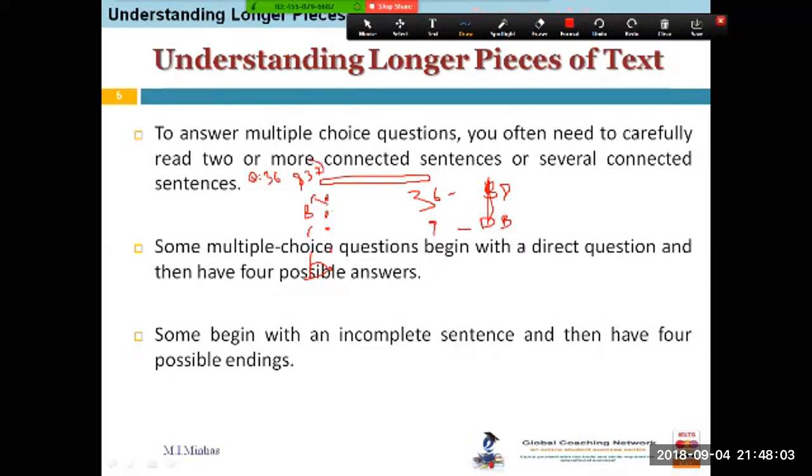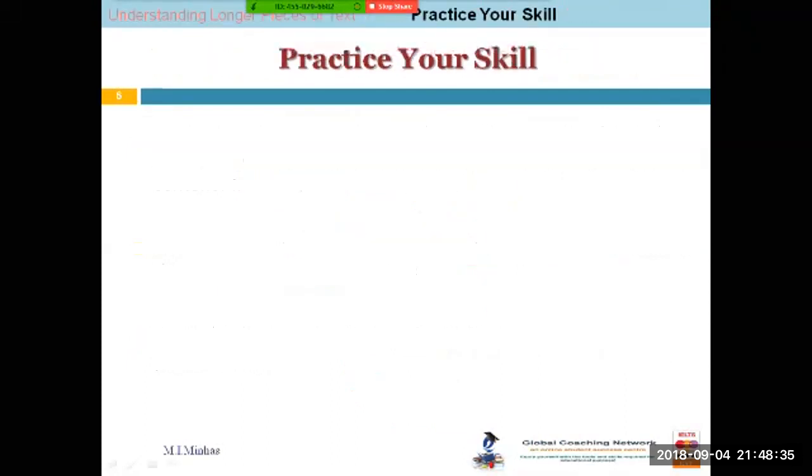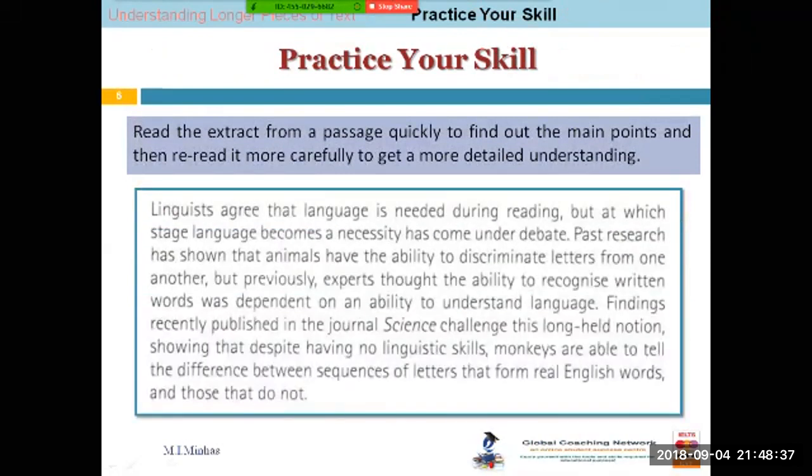Again, as I told you, remember, in one type of multiple choice questions, you are asked a direct question, and then there are four possible answers. In other multiple choice questions, a half or incomplete sentence is given, and then four possible endings are written here, and you have to choose one of these. But there's another set of multiple choice questions in which there are two questions, and you are asked which two of the following relate or whatever. Clear? Okay.